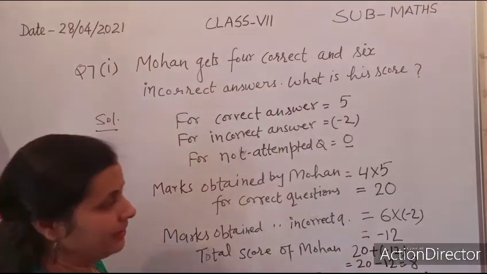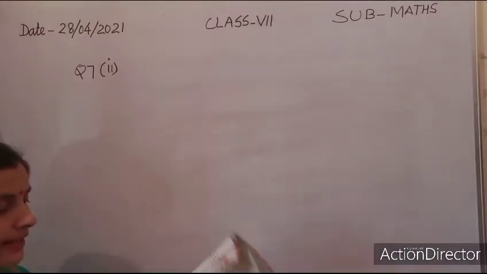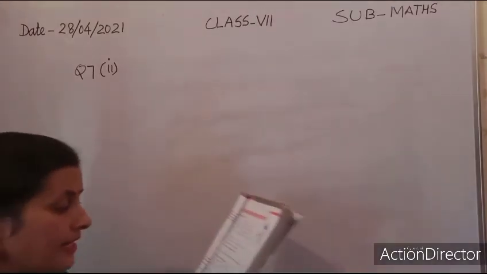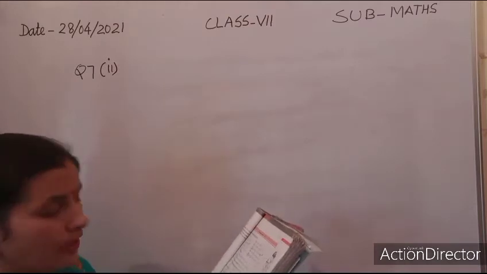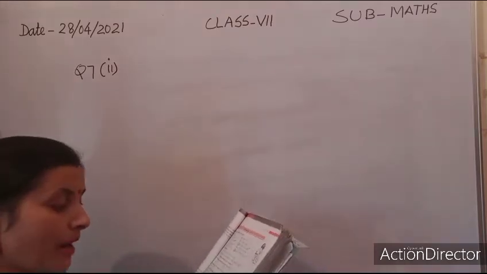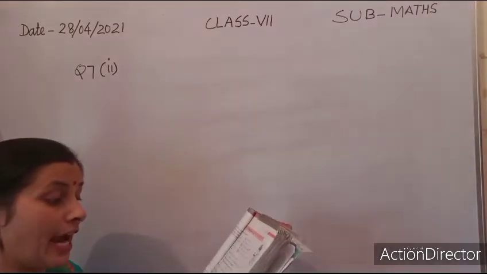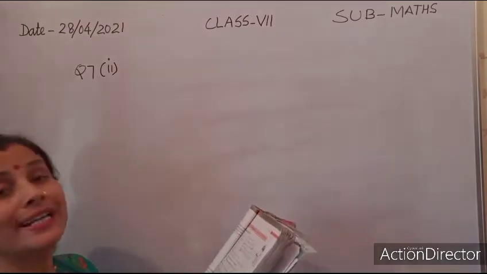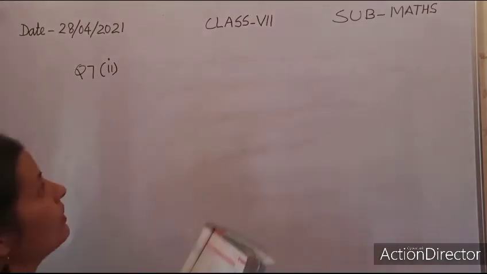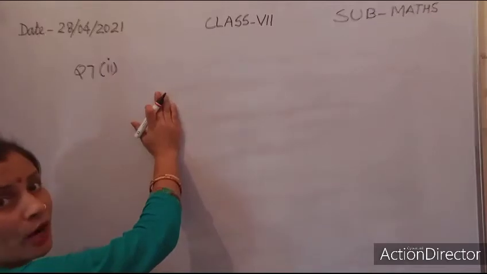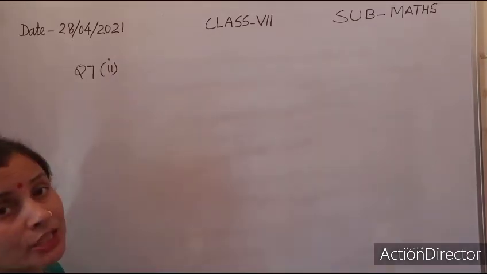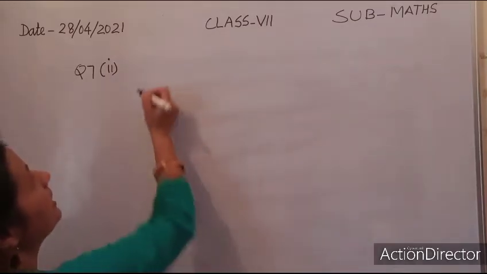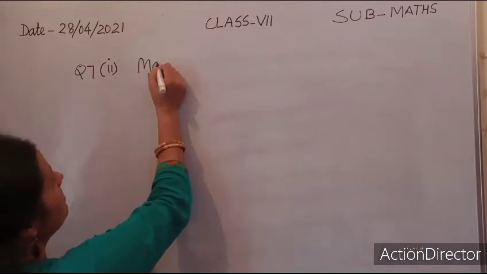Now come to the second one. Here is given the detail of another student, Reshma. Reshma gets 5 correct answers and 5 incorrect answers. What is her score? So what we will do? First we will find out how many marks she got for correct answers.